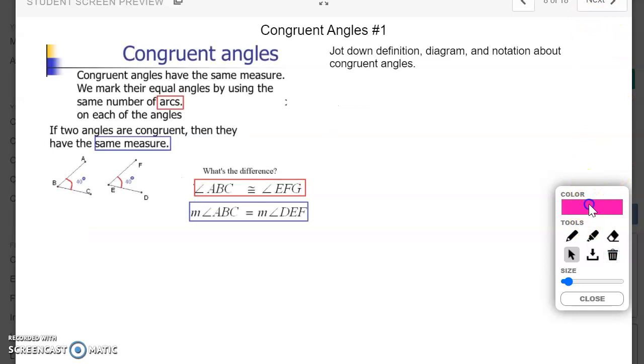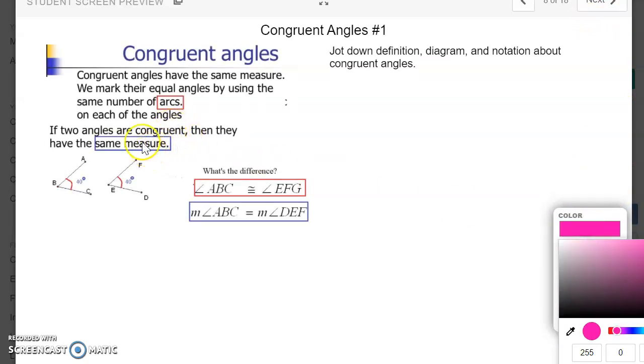All right, some more notes. Now, congruent angles. To communicate congruent angles, you use the arcs as symbols. To say angle ABC, this red angle, is congruent to angle EFG.